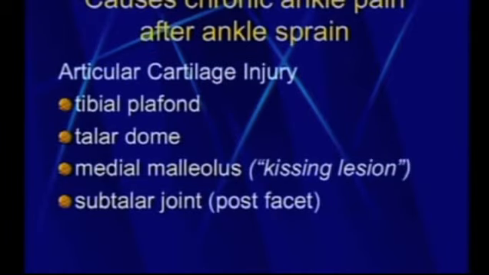It can happen on the tibial plafond, it can happen on the talar dome, or the medial malleolus and the medial side of the talus, and that's a so-called kissing lesion. It can also happen in the subtalar joint if you've got a subtalar dislocation or a subtalar sprain rather than an ankle sprain.